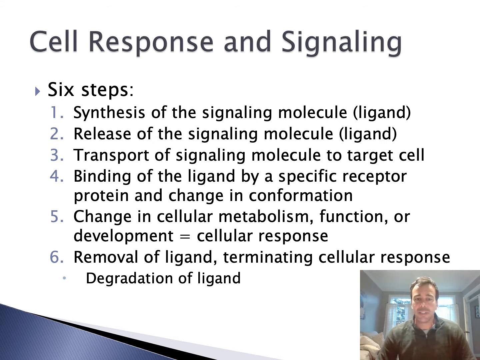The six steps in general of cell response and signaling are: first, synthesis of the signaling molecule, that would be the ligand. Then release of the signaling molecule, transport of the signaling molecule to the target cell, binding of the ligand by the specific receptor protein, followed by a change in conformation. Then you get a change in cellular metabolism, function, or development. So this would be the cellular response. And ultimately, you have removal of the ligand, terminating the cellular response, typically through degradation of the ligand.